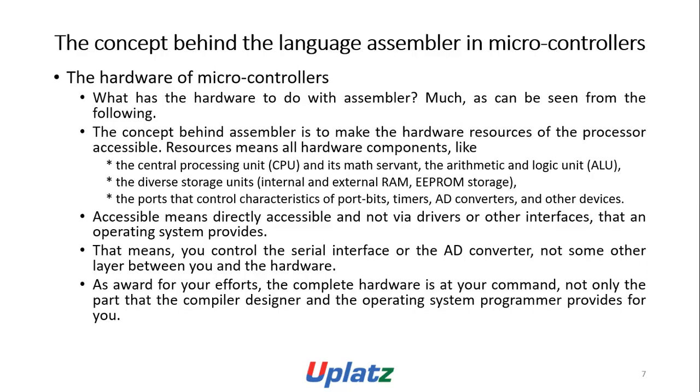What has the hardware to do with assembler? Much, as can be seen from the following. The concept behind the assembler is to make the hardware resources of the processor accessible. The resources means all hardware components like the central processing unit, CPU, and its maximum servant, the arithmetic and logic unit, ALU. The diverse storage units, internal and external RAM, EEPROM storage. The ports that can control characteristics of port bits, timers, A to D converters, and other devices.